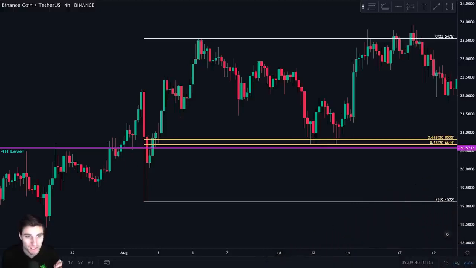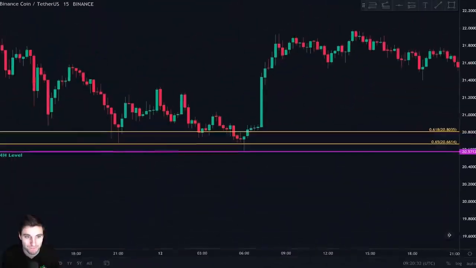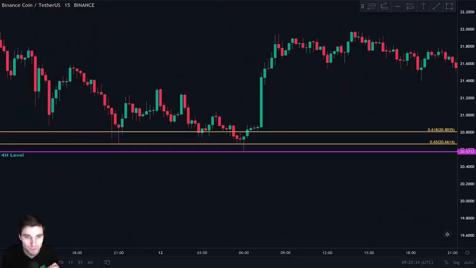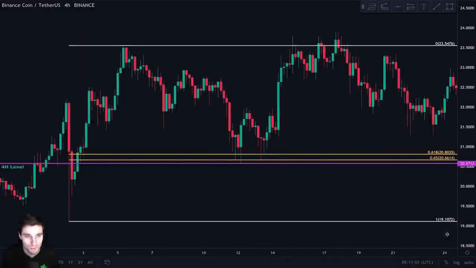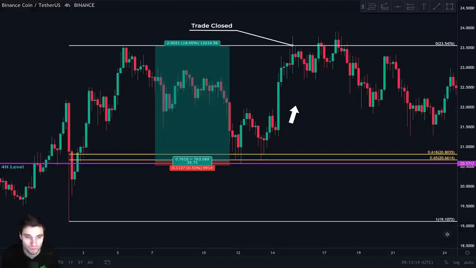So let's go over to the 15-minute chart. We notice that when price came back to this 4-hour level, it formed a nice hammer candle. This is our trigger to enter the trade, and we put our stop loss just below this candle. What happened next? Price went up and we closed the trade at resistance, which is always the 0 point of our Fibonacci retracement. Look at the risk to reward ratio.